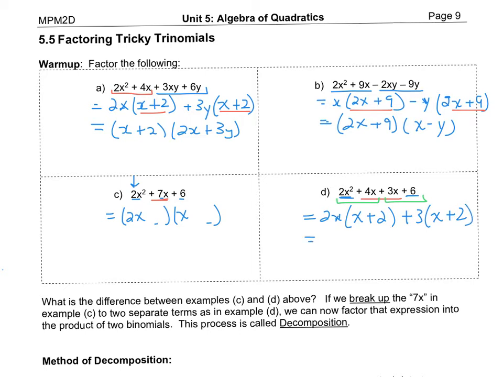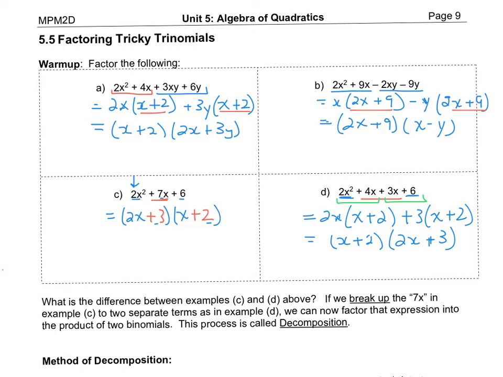Oh, that's helpful. That gives me x plus 2 as one of my factors, and my other factor will be the 2x and the plus 3. Okay, so 2x plus 3. So I'm guessing this over here should be 2x plus 3 and x plus 2. But how do we know?